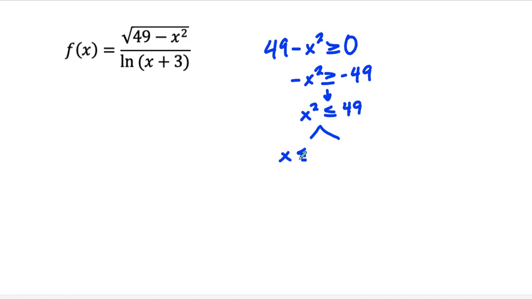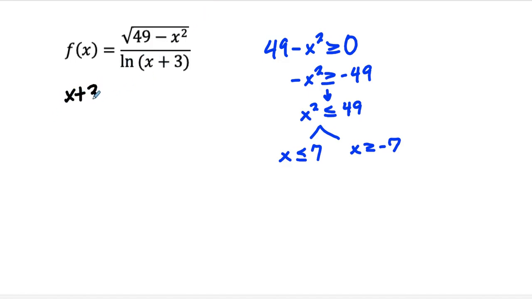You get that x has to be less than or equal to 7, and x has to be greater than or equal to negative 7. Again, thinking about the fact that you have a finite region where this function is defined. Okay, now let's deal with the denominator, because here's where it gets a little interesting.